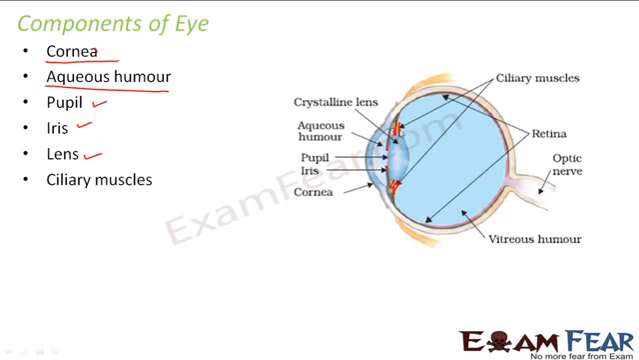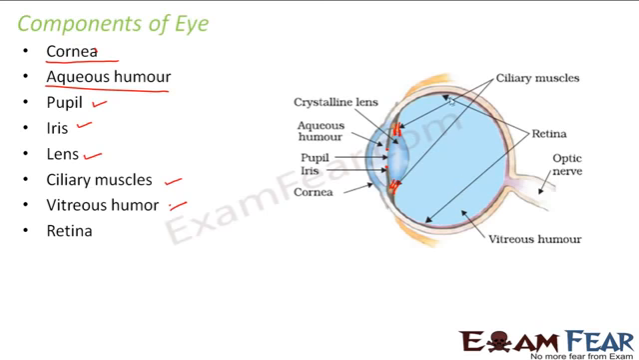So these ciliary muscles are present just along with the lens. I mean, the size of the lens actually is controlled by these ciliary muscles which are present on either end of the lens. Then you again have a fluid-like substance called vitreous humor. So this fluid-like substance fills this entire space of the eyeball. So this whole space is filled with vitreous humor.